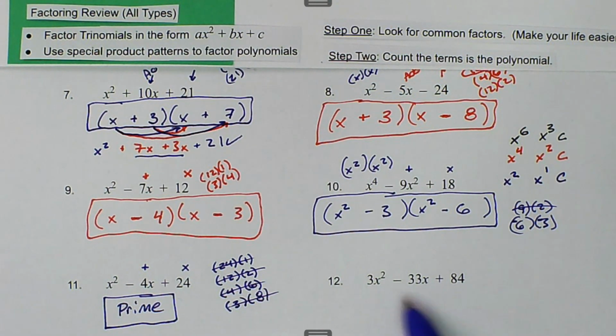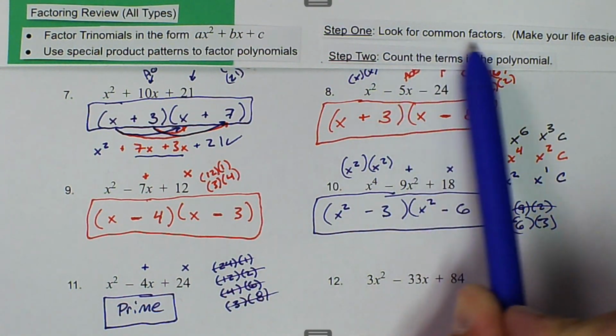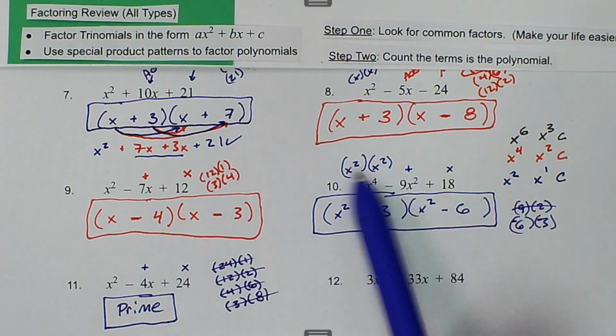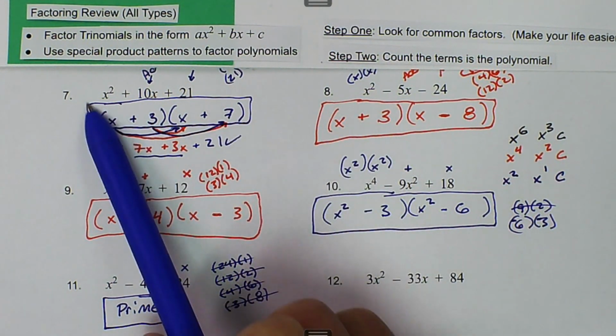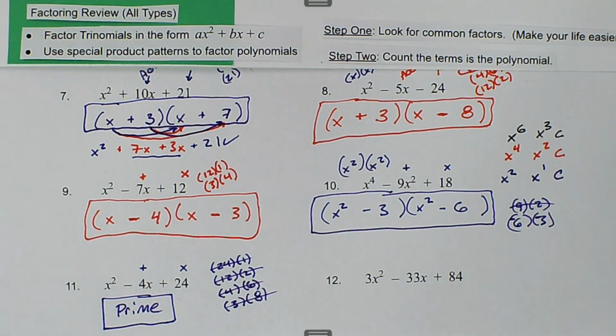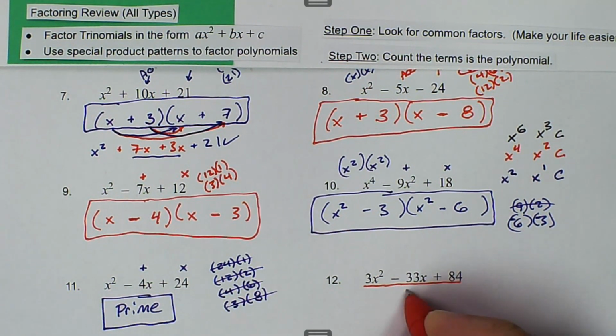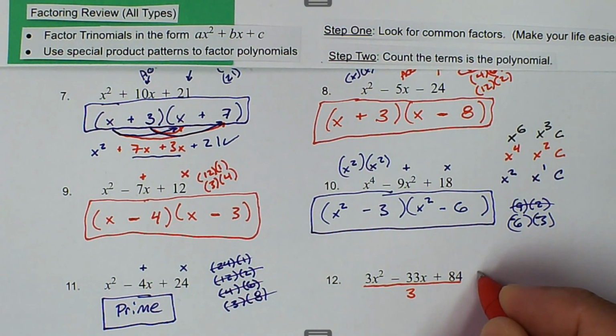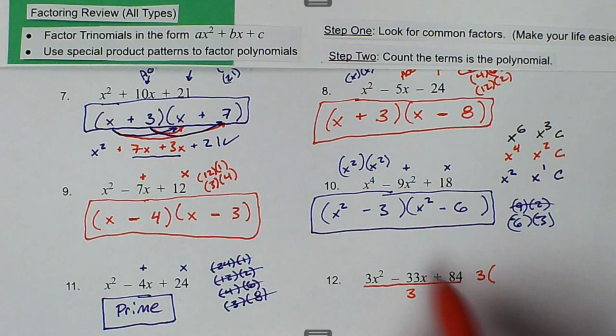If we look at number 12 here, we notice that we have a 3 as our lead coefficient. And so the first step is look for any common factors. So these previous ones, we haven't had to do that because our lead coefficient has always been 1. But now we have a 3, so we have to see, are these other terms divisible by 3? And it turns out that they are all divisible by 3. So I'm just going to divide each term by 3. So the 3 comes out front of the parentheses.